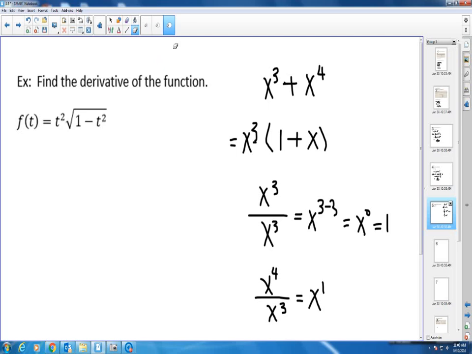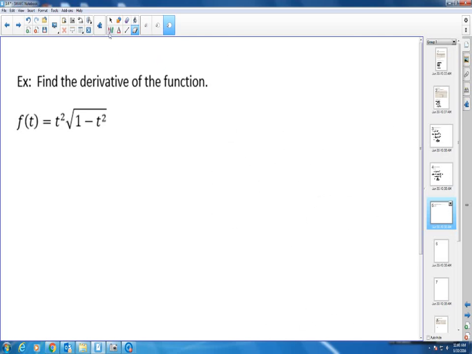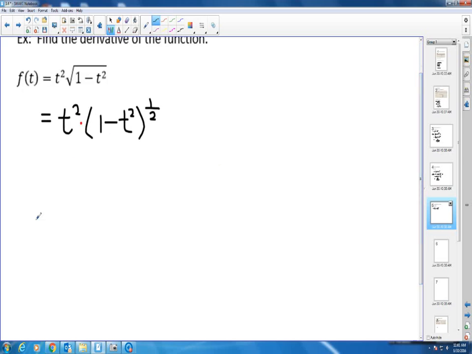Alright, so let's take a look at this problem. This problem is a little bit more complicated. I'm going to first rewrite my radical as a fraction exponent. So this is going to be t squared times 1 minus t squared to the half power. In this problem, t squared is multiplying, so I've got to use the product rule when I do my differentiation, and I'm going to use the chain rule as well. Alright, let's get started.